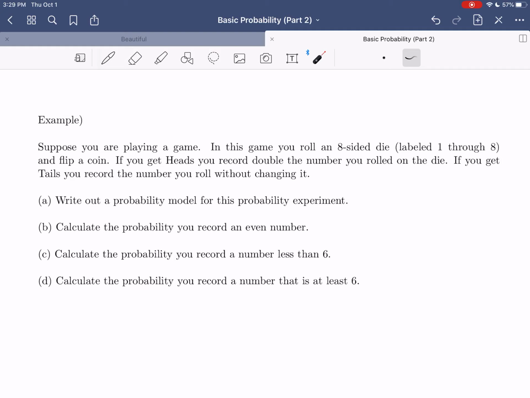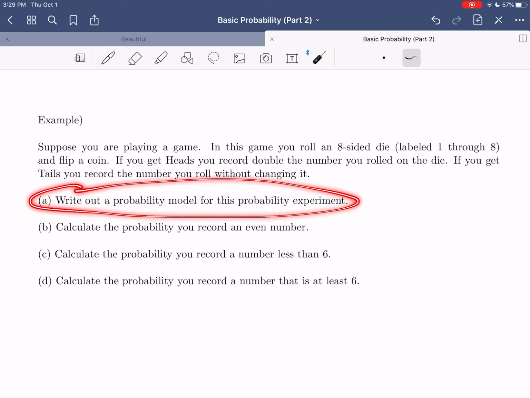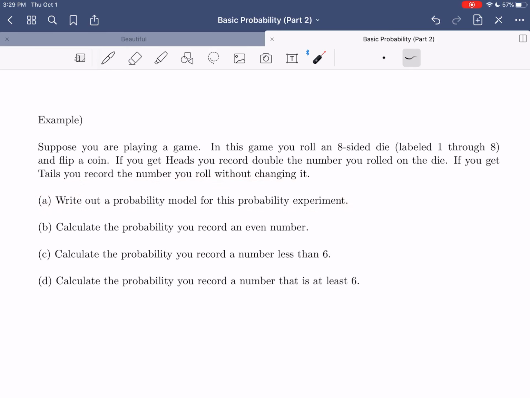as double 5, so 10 overall. If you get tails, you record the number you roll without changing. So if you roll a 3 and get tails, you just count that as a 3. So you double on heads, you don't do anything different on tails. What we'd like to do is write out a probability model, just like we've done in the past here, and then use that to calculate some probabilities here.